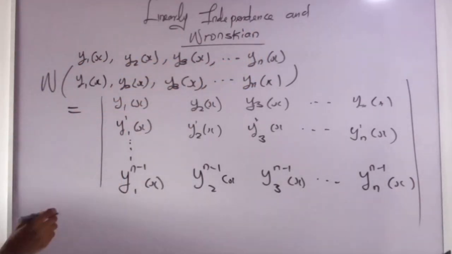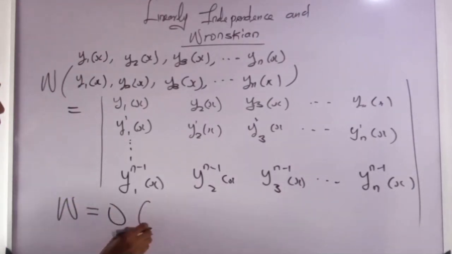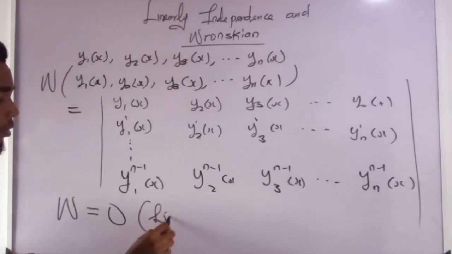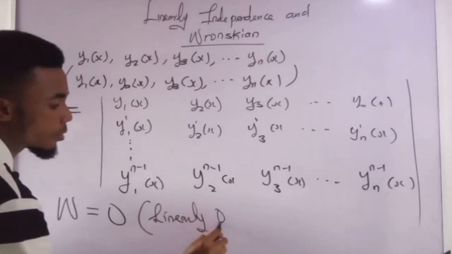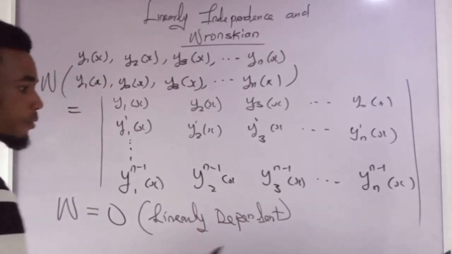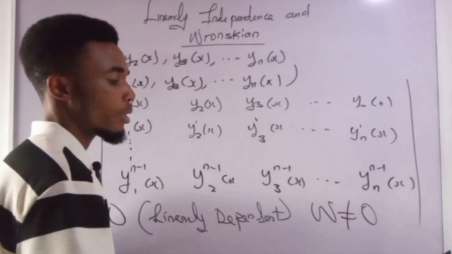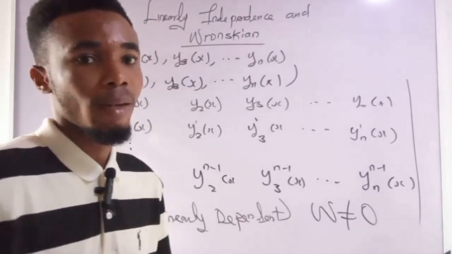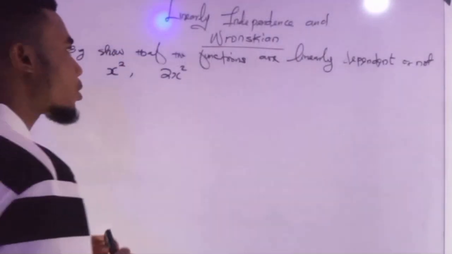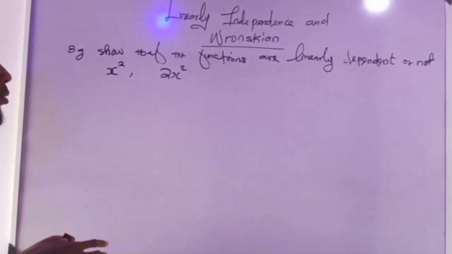Now, once the Wronskian test is equal to 0, then the functions tend to be linearly dependent. But if the Wronskian test is not equal to 0, then the functions are said to be independent, and vice versa. In this example, we will show that these two functions are linearly dependent or not.